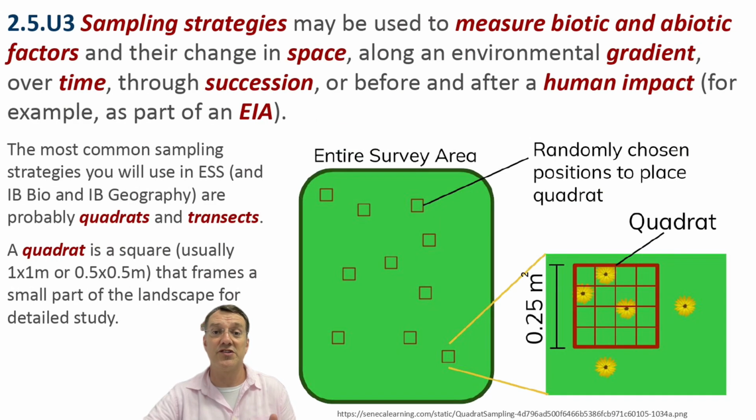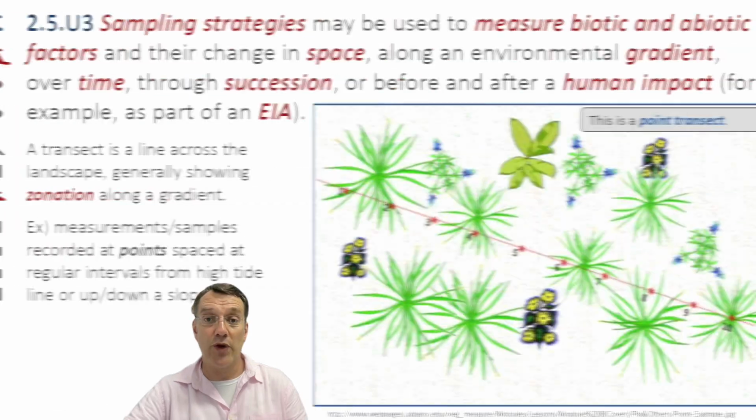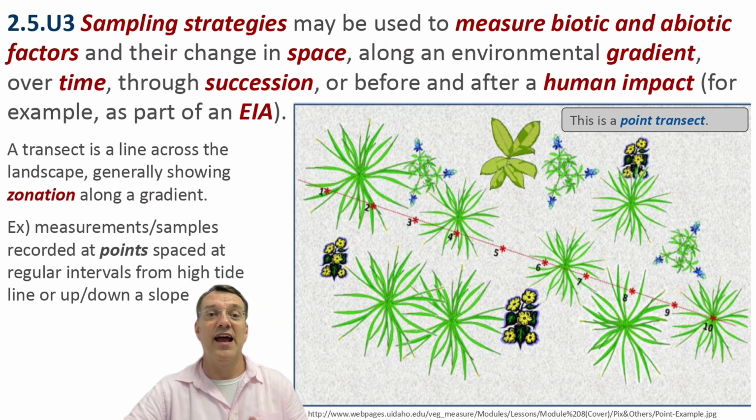Sampling strategies allow us to study large areas by examining representative parts of that area. This slide shows how we might measure changes in space or along gradients over time, through succession, or before and after human impacts. Quadrats are among our most fundamental tools for environmental monitoring. These simple frames define precise areas where we can count organisms or measure environmental factors. Transects are another essential sampling technique, and they allow us to study how conditions change across environmental gradients.